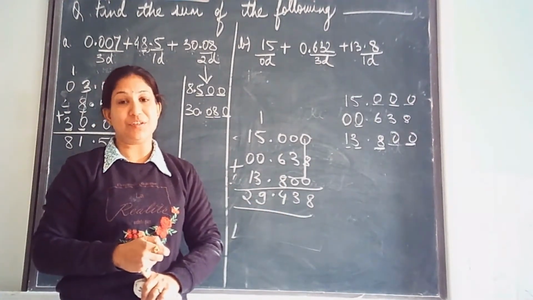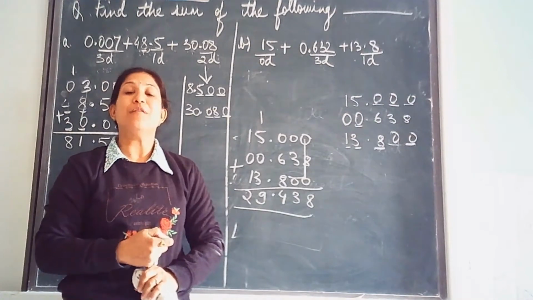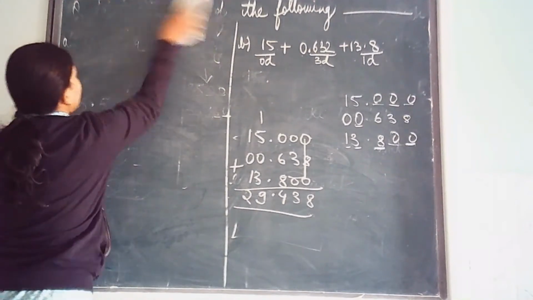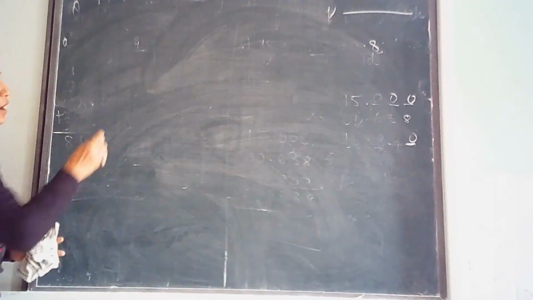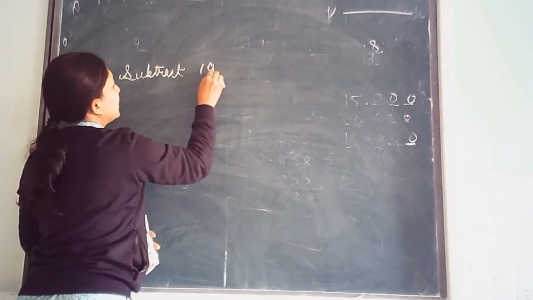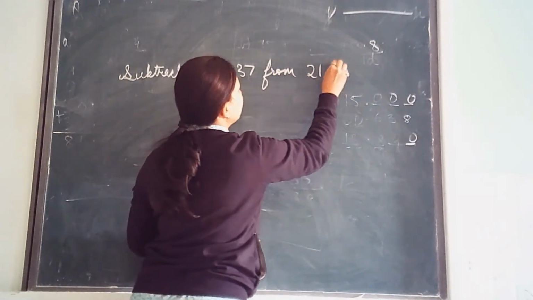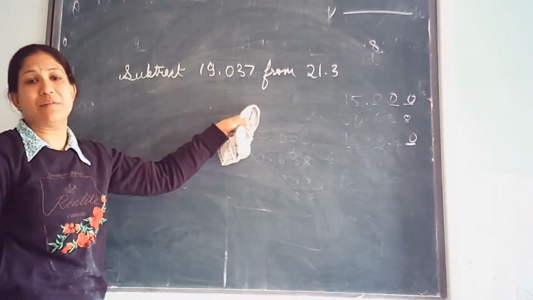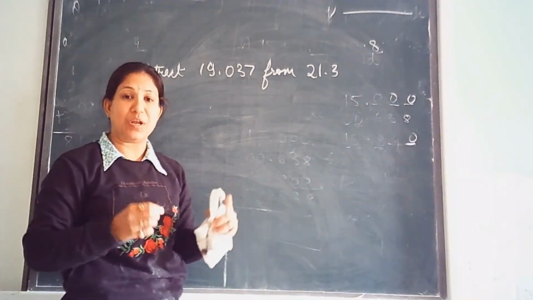Not only addition, children, for subtraction also. Let me give you a small explanation of subtracting decimal values. Now in subtraction, you may get a question directly, or it can be in statement form. See how. If it is asked to subtract, suppose, 19.037 from 21.3. In this case, how will you know which number we have to subtract from? The first thing to learn is which number should be subtracted from the other.